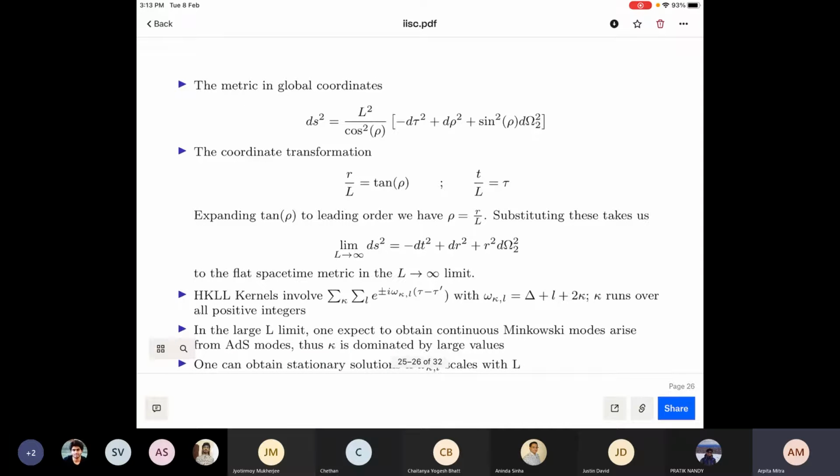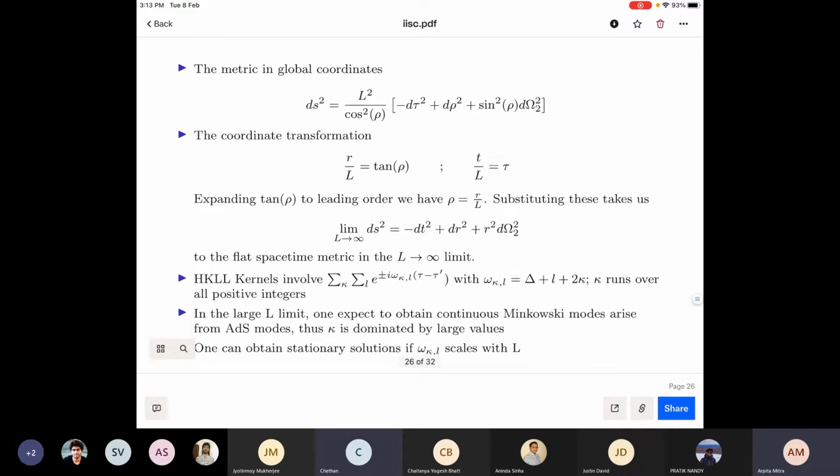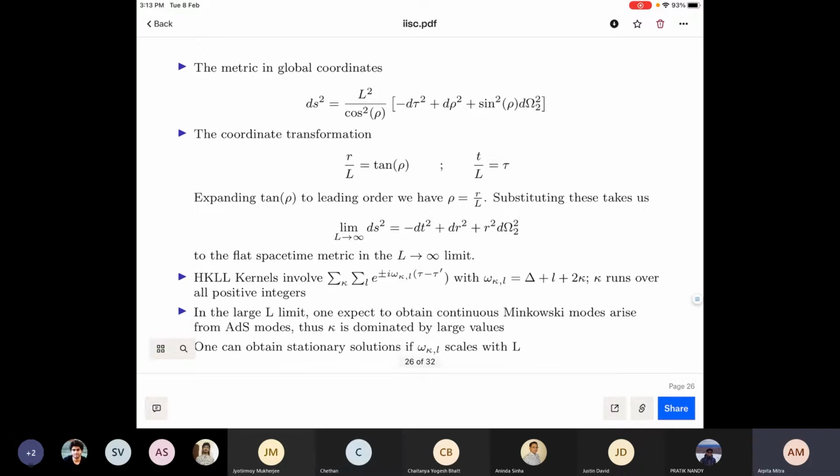Yeah. So if I write this global coordinate, and then we do a coordinate transformation, and then we take an L tending to infinity limit, we zoom into the center and we get a flat patch.